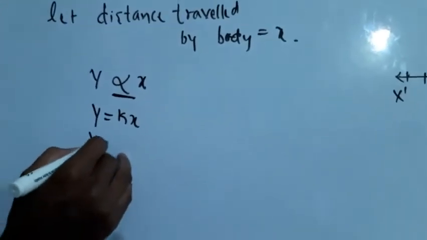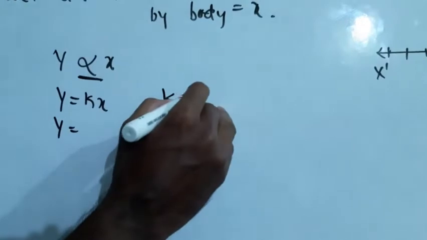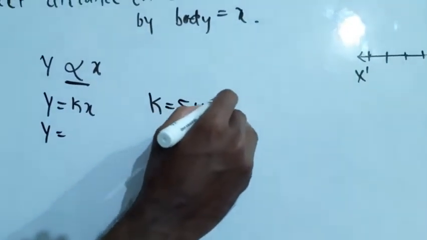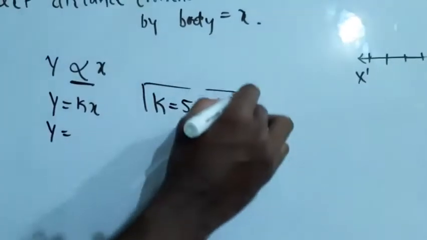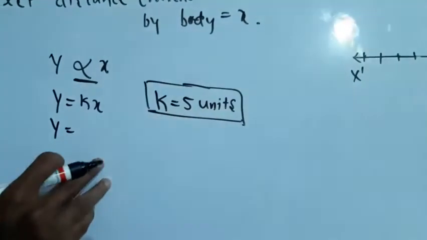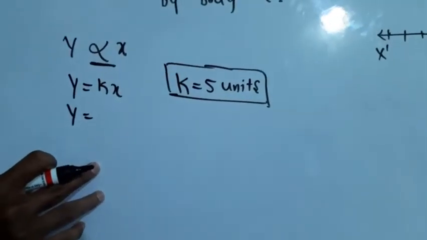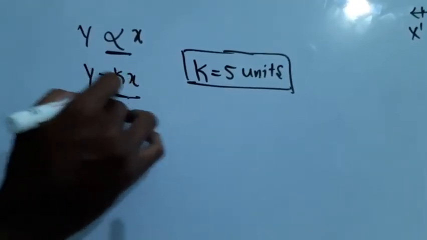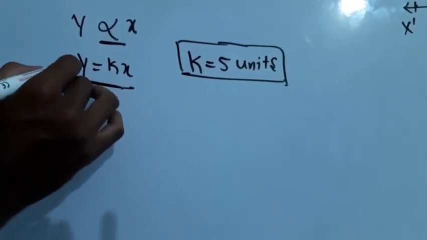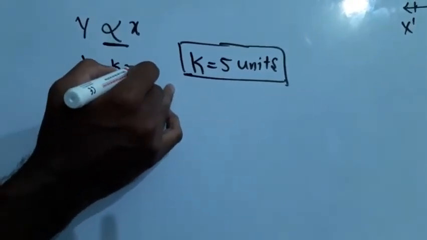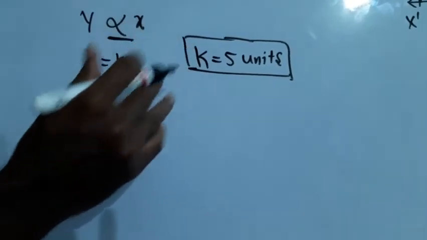So y is equal to k, where k is equal to 5 units, which is constant. What is constant here? Force is constant. And what are varying? The work done is varying and the distance traveled is varying. How are they varying? They are directly proportional.